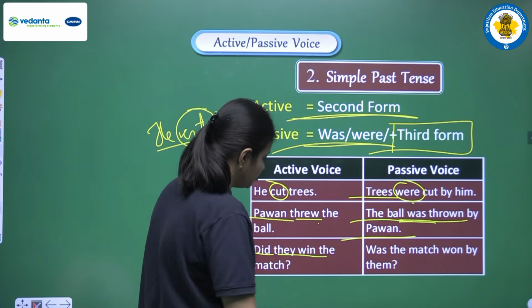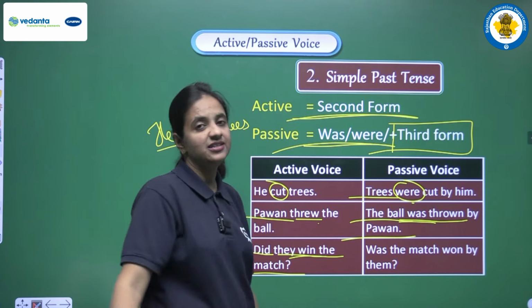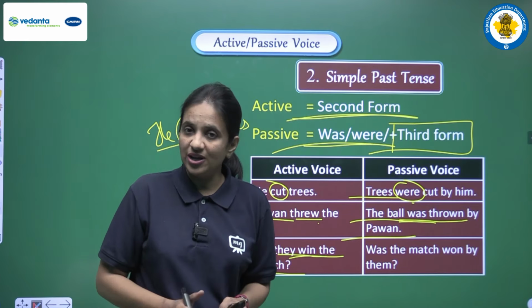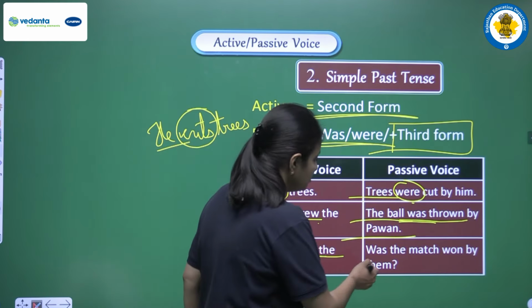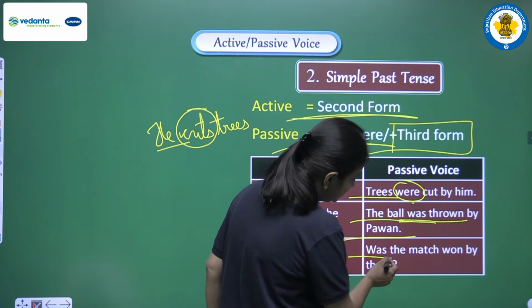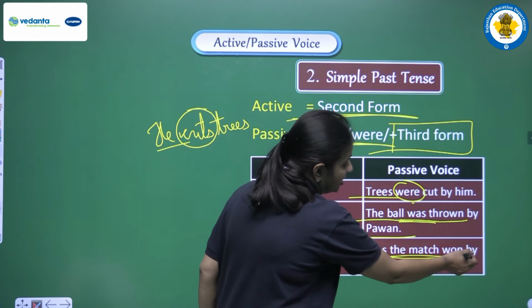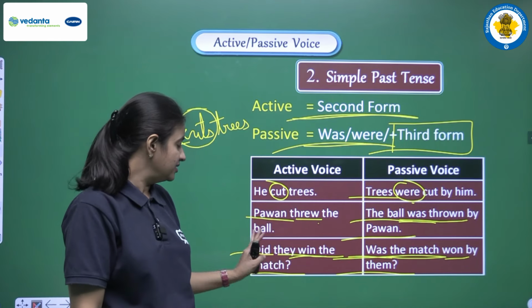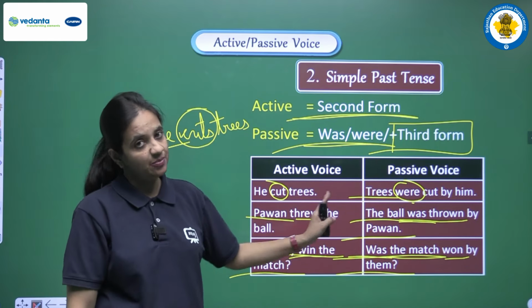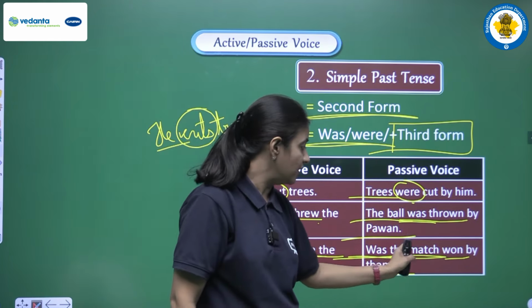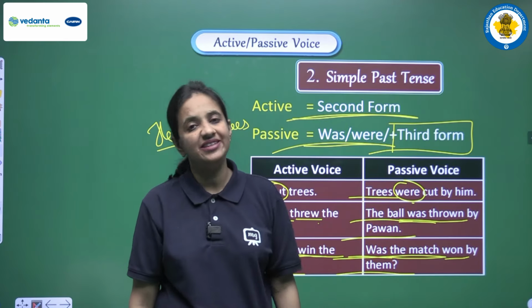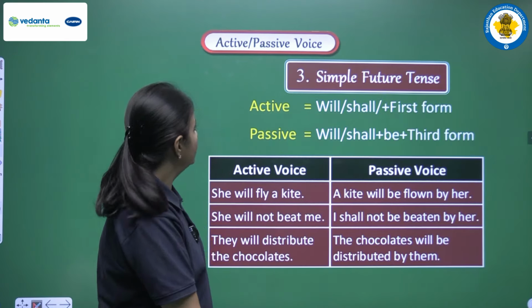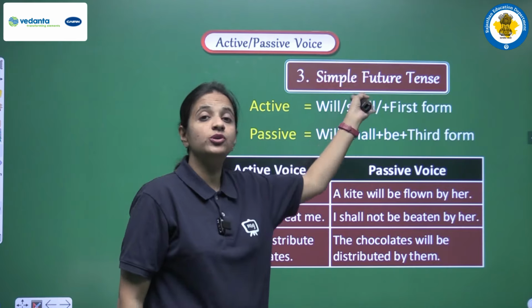So for that, first of all, let's focus on the object, that is the match. It's a singular one. So for singular things we always use was. So yes, our sentence will be was the match, third form won and then by them. So our sentence is did they win the match, and the passive voice will be was the match won by them. Okay.